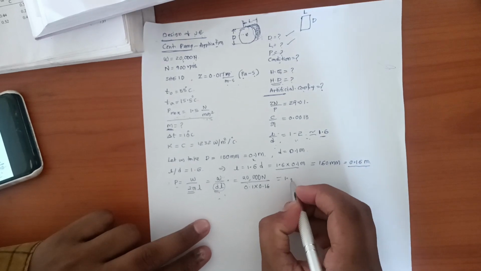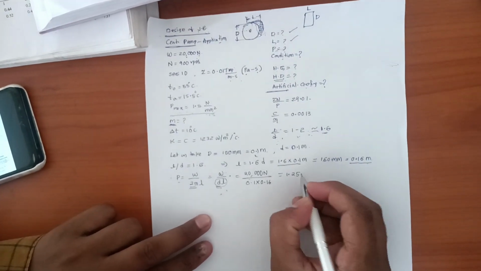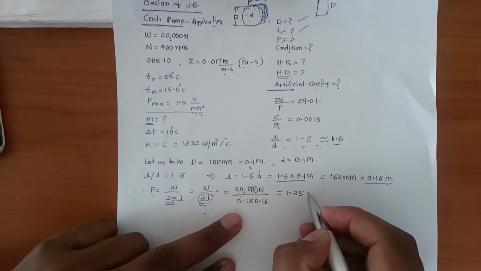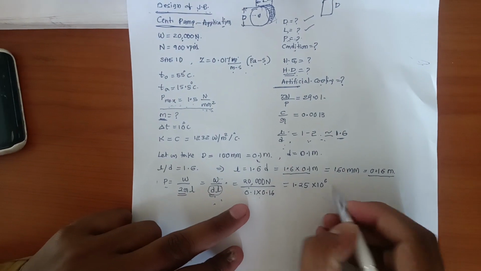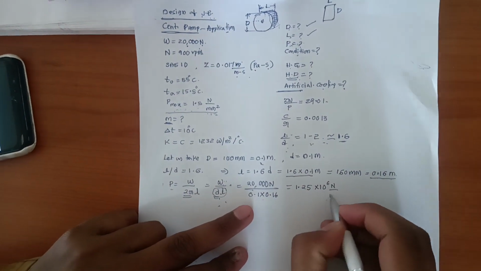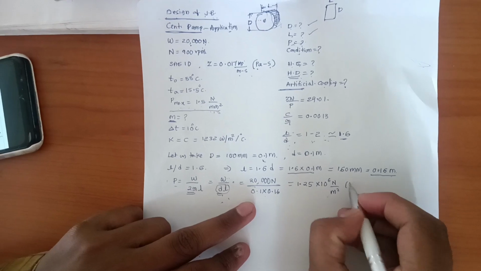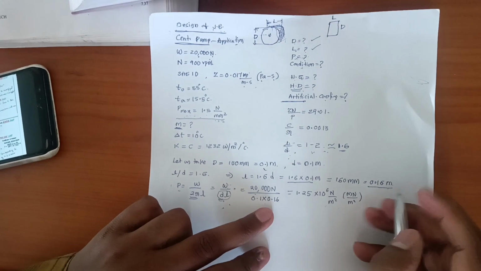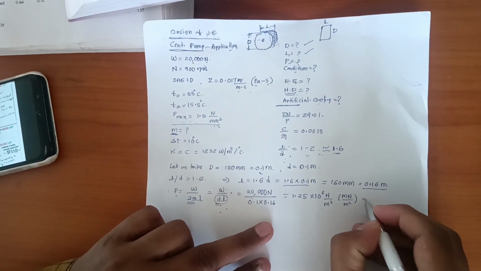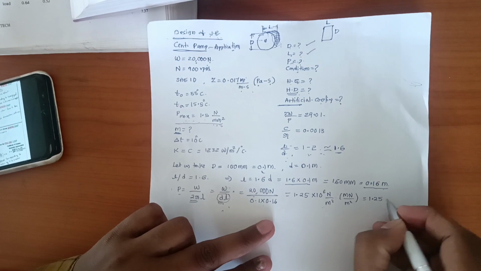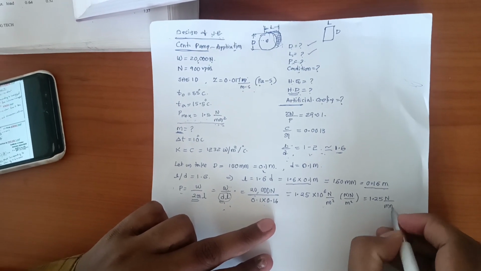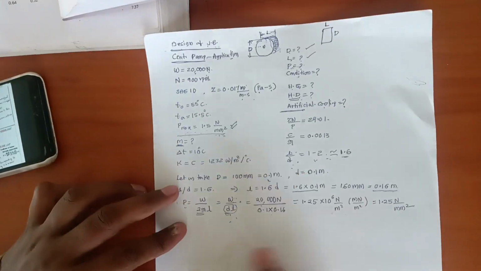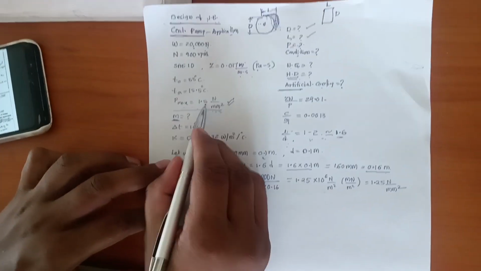That is 1.25. So then you will get 1.25 into 10 power 6 Newton per meter square, nothing but mega Newton per meter square. As you know, 1 mega Newton per meter square is equal to 1 Newton per mm square, right? So the same value you can write as 1.25 Newton per mm square, because the given value is also in terms of Newton per mm square.